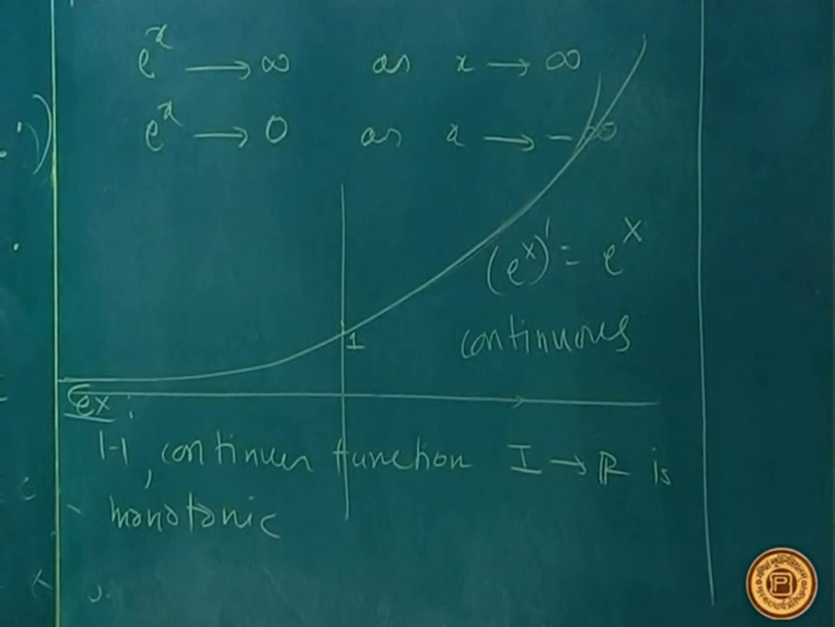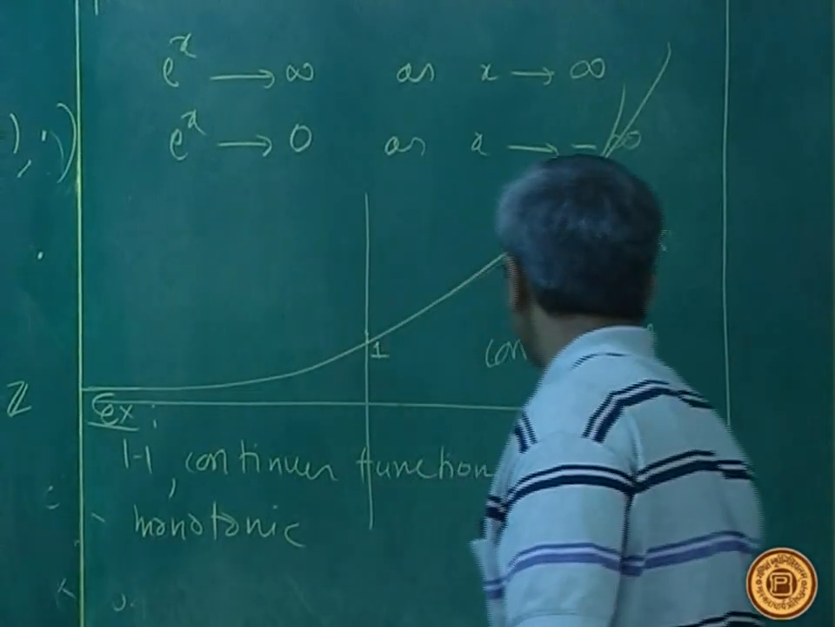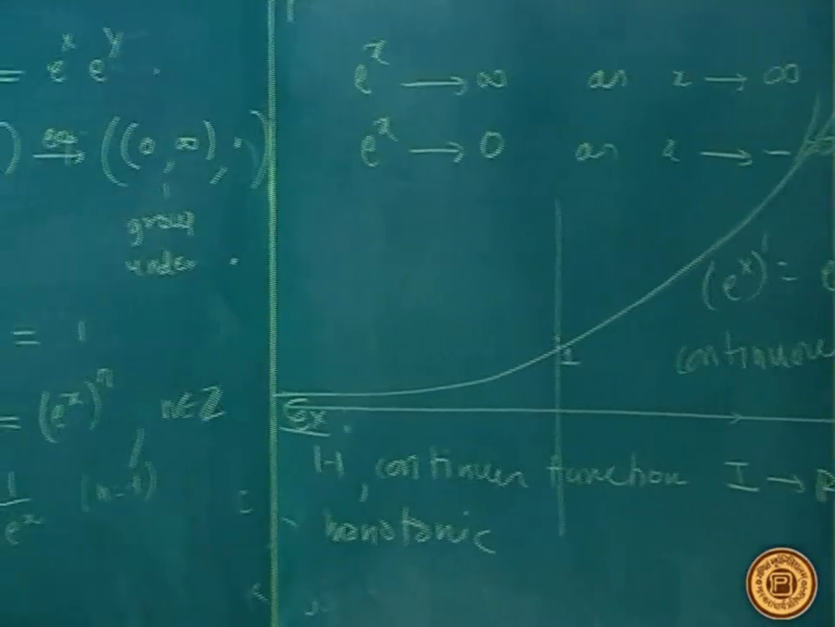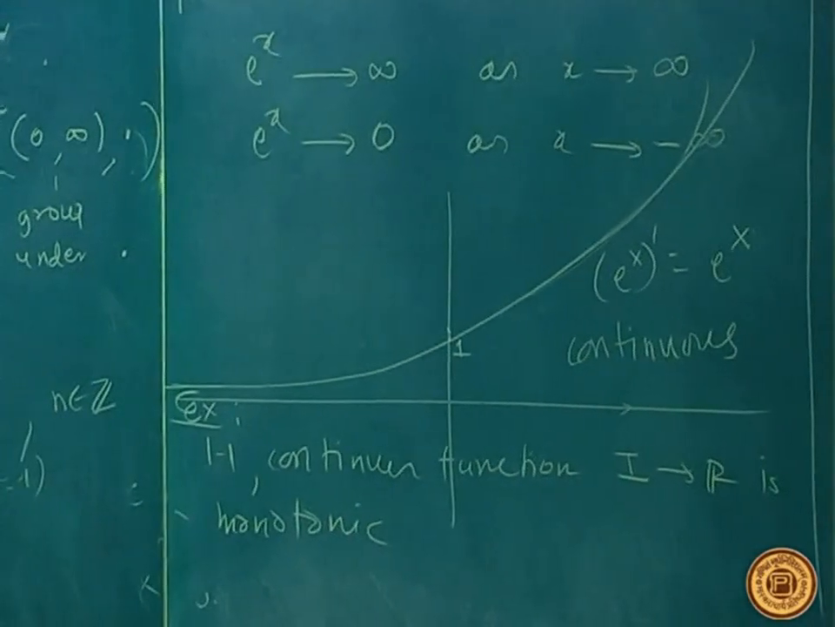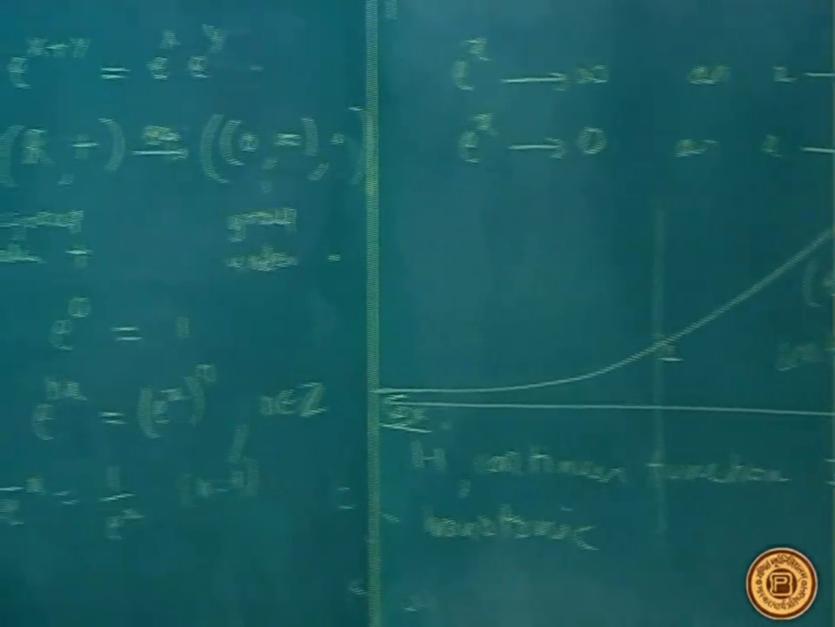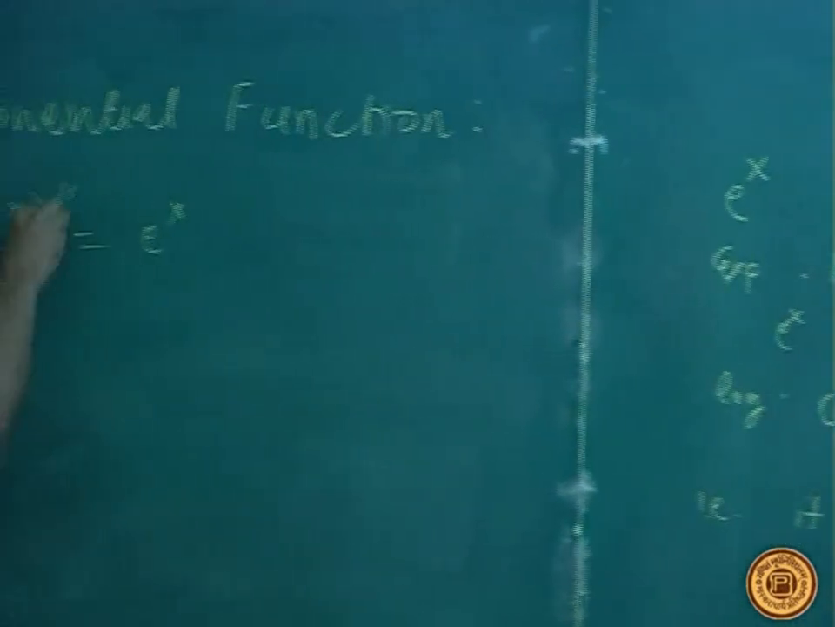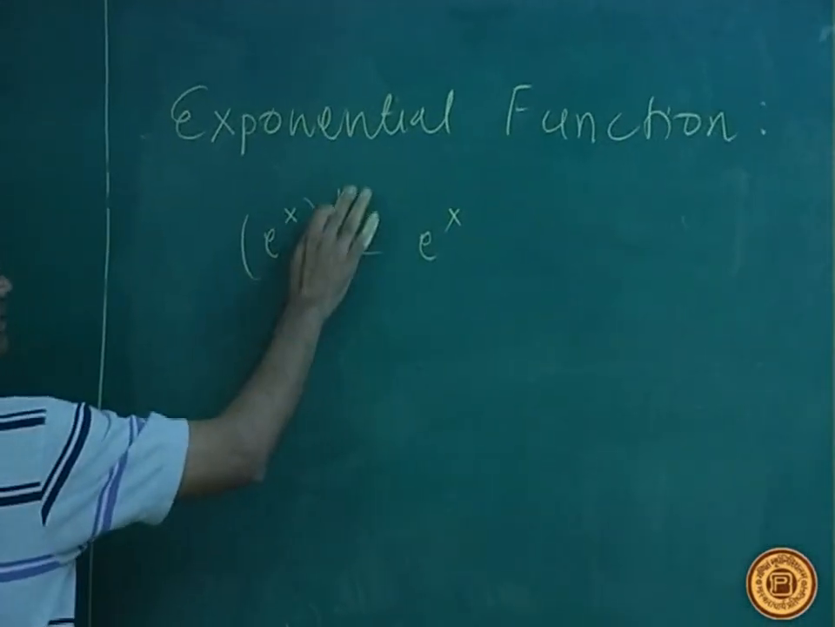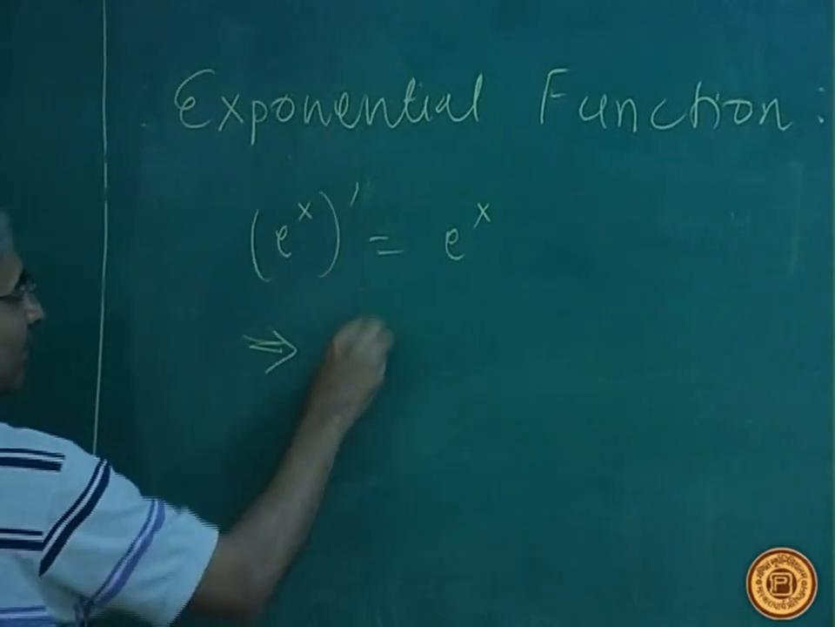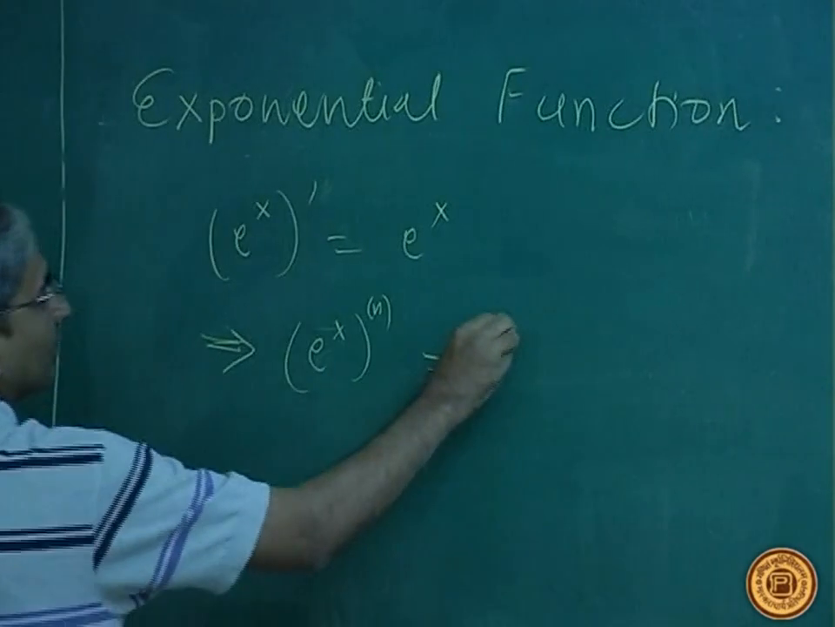and the derivative of e to the power x is again e to the power x, and therefore it is infinitely differentiable. So once it is differentiable and the derivative is e to the power x, then I can again differentiate and you will again get e to the power x. If I take the second derivative, also it is e to the power x. So the first derivative being the same function implies that any nth derivative is again going to be e to the power x.